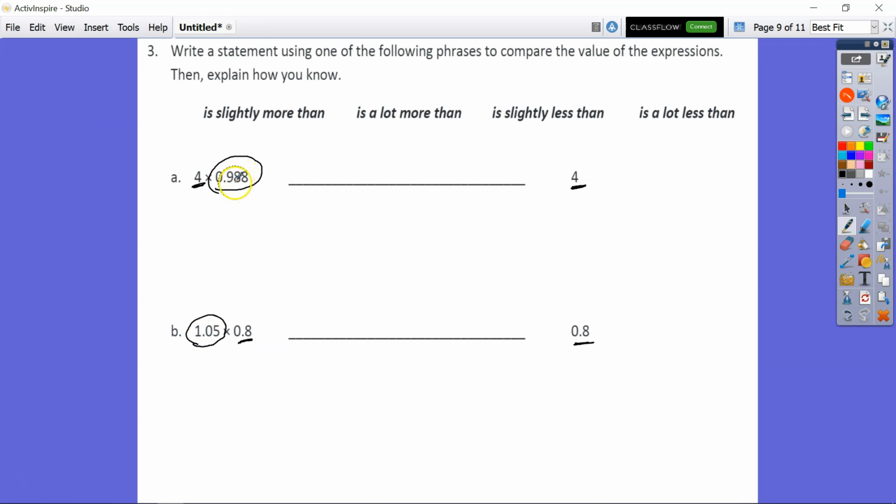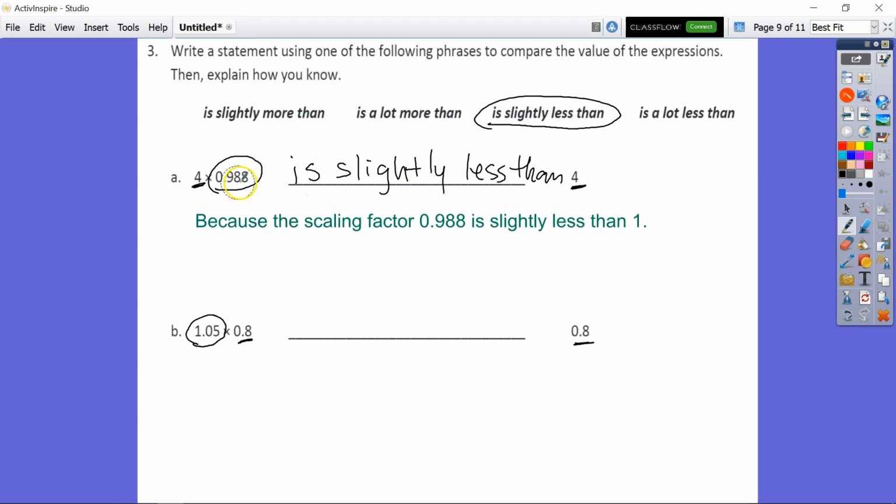And because this number here is very close to 1, 988, we can round this up to 99 hundredths, which is 1 away from 1. That's like if you got 99 out of 100 on a test, or 988 out of 1,000. All right, we know that that's going to be slightly less, because this is slightly less than 1, then this is going to be slightly less than 4. And it's simply because this number, our scaling factor, is slightly less than 1.